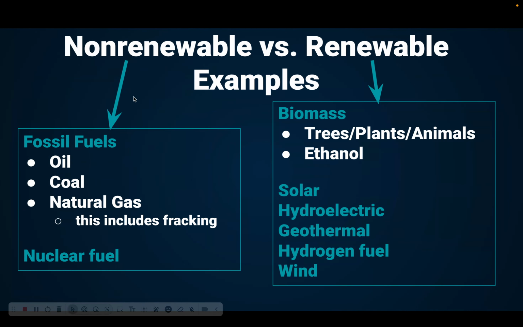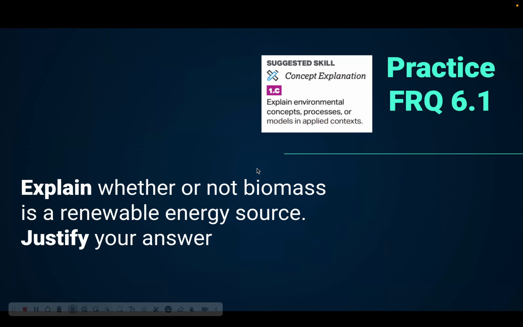Okay. And so examples of non-renewable versus renewable energy, I'm not going to read through this. I think you all know this information pretty well. Maybe one thing that you don't know is that biomass fuel is considered trees, plants, and animals, or matter from those organisms, and it also refers to ethanol. Okay, so we are done with 6.1.